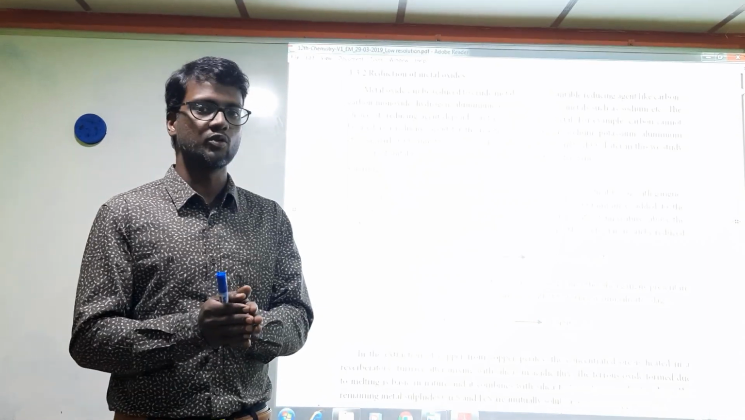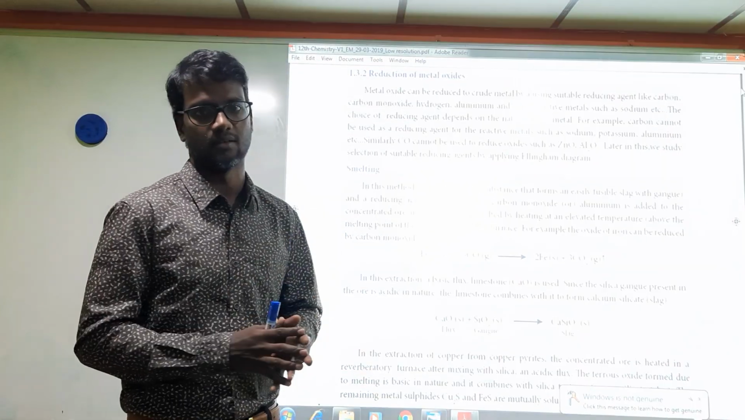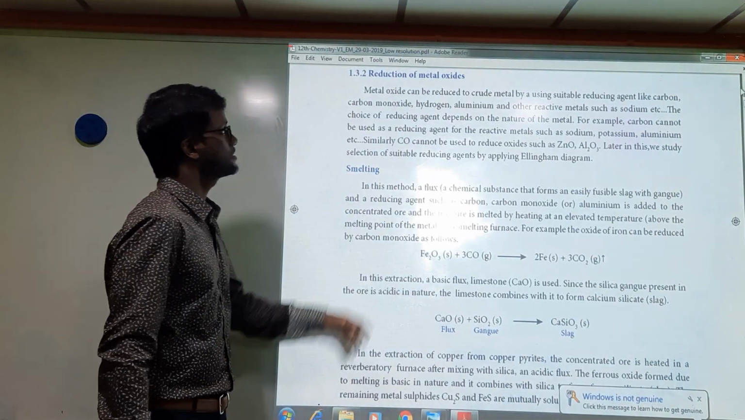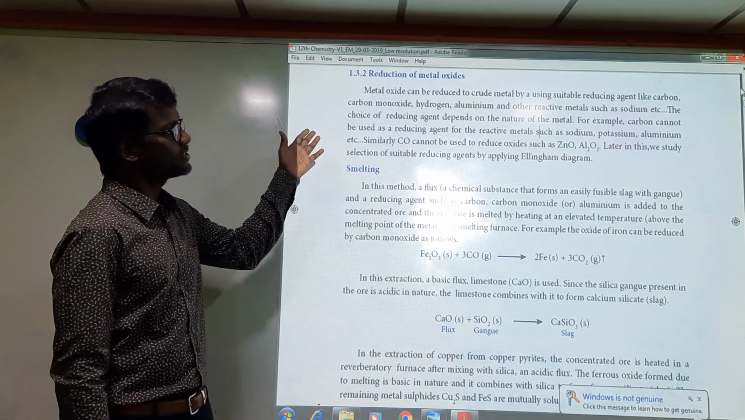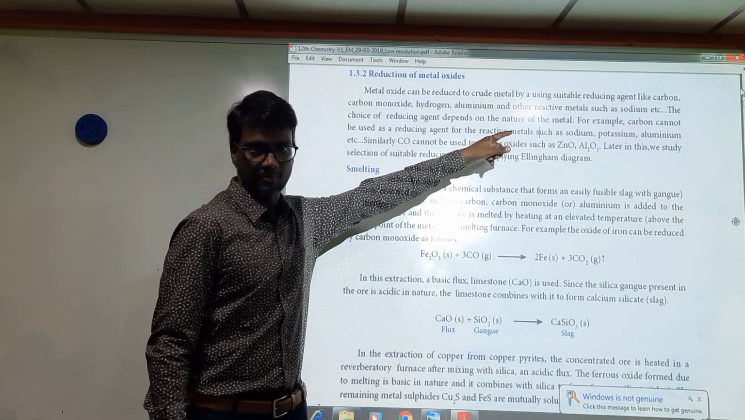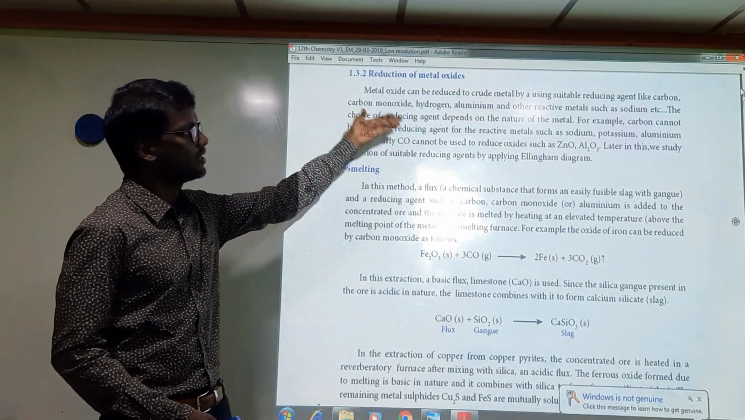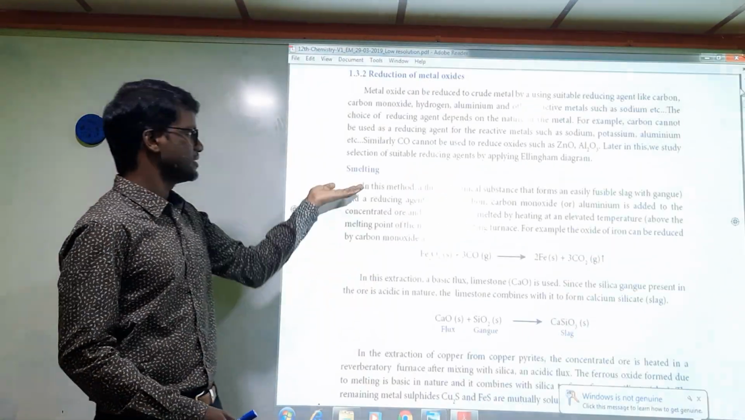So today we are going to see in this video how to convert this oxide ore to metal. That is reduction of metal oxide to metal. That's our topic for today's discussion. So how do you reduce it? By using a suitable reducing agent. Examples are carbon, carbon monoxide, hydrogen, aluminum. In each case we are going to see one by one. So we'll just continue.